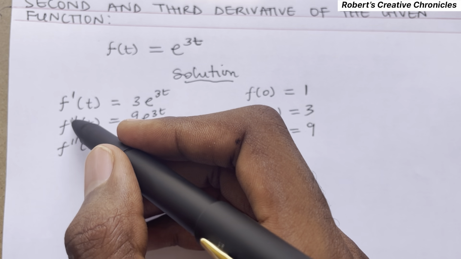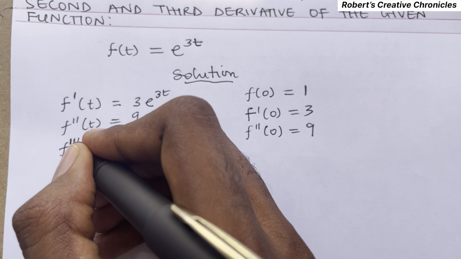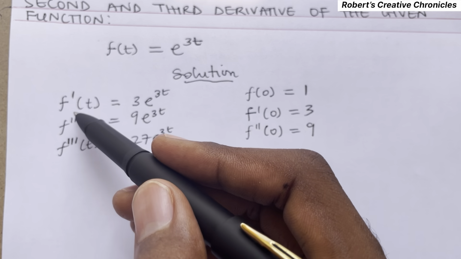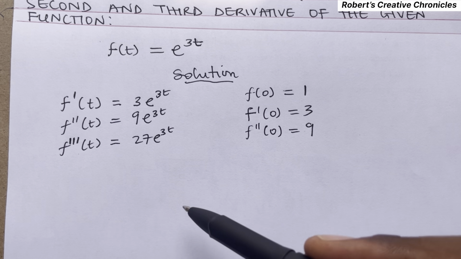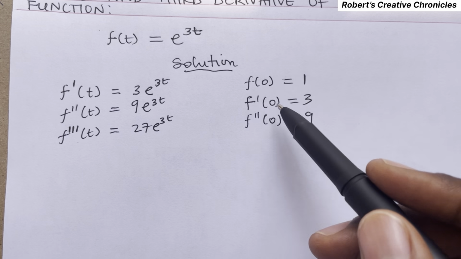And here is the first derivative, here is the second derivative, and here is the third derivative. So there are three lines here to show the third derivative. Here is 1, here is 2, and here is 3. So here are the first, second, and third derivatives, and here are the substitutions.